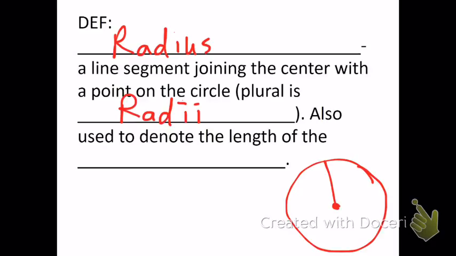So radius also means a length. It can be the line itself, or it can be the length, right? Radius also represents length, that term.